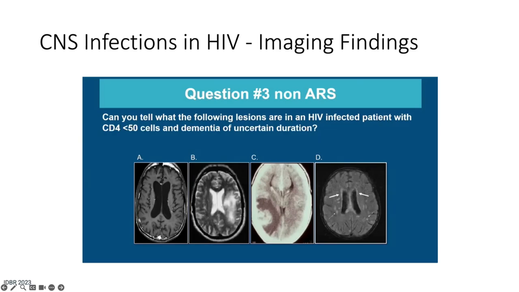So A is showing general atrophy. B is showing mostly white matter changes. C is basically the patient we just looked at with toxo versus chagoma. And then D is showing periventricular changes. Anyone have thoughts on any of those? Septic MLI for A.